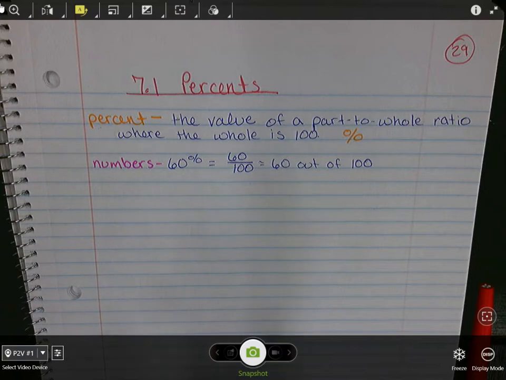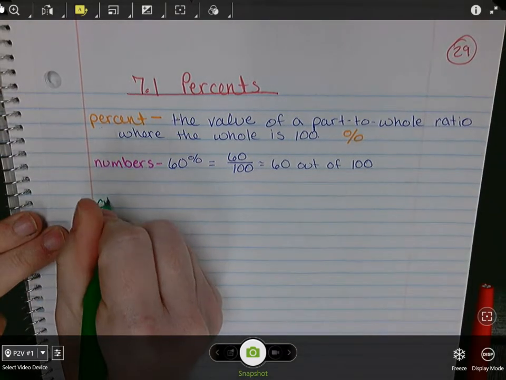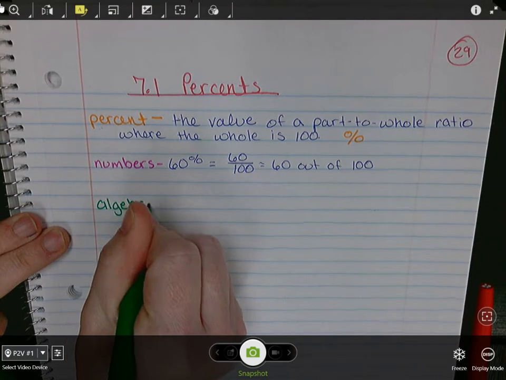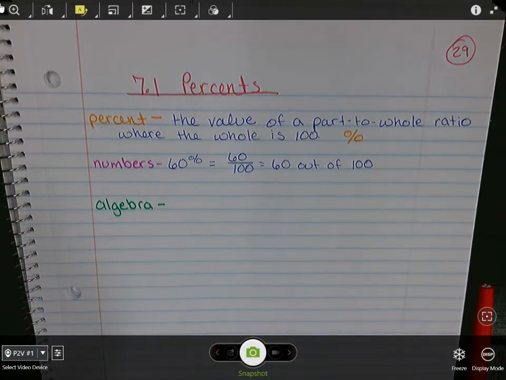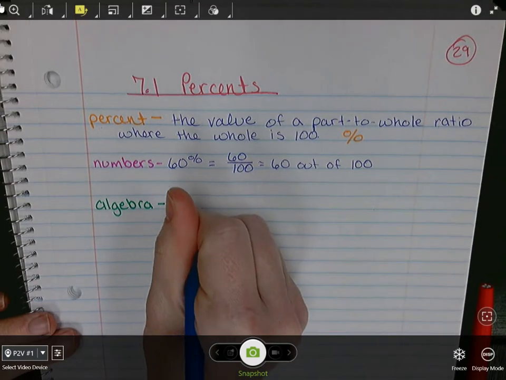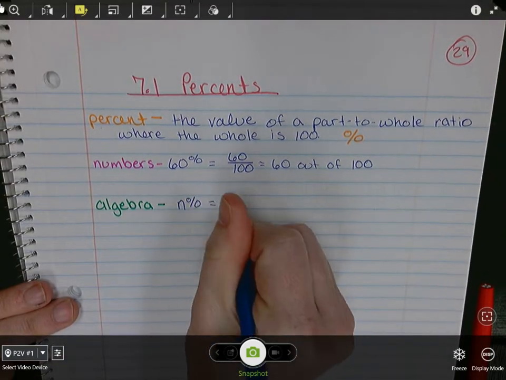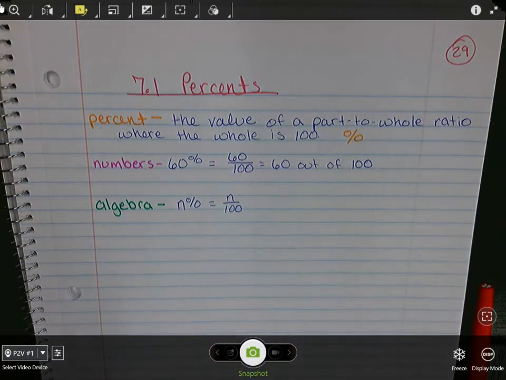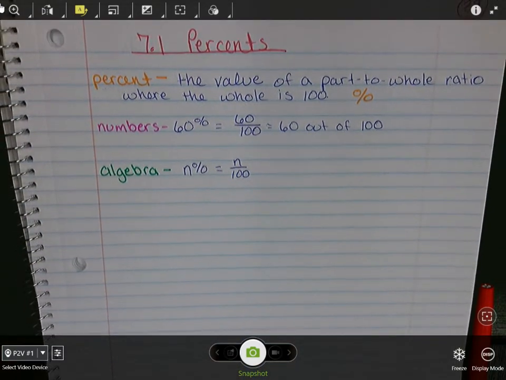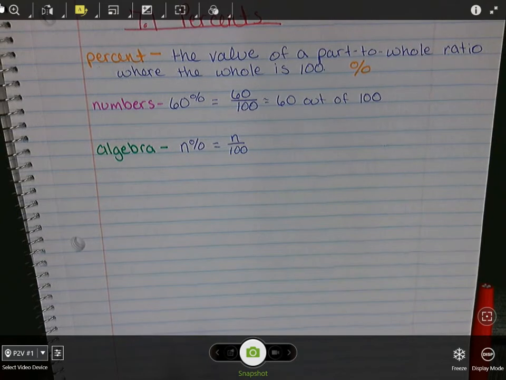All right, and in algebra terms, N%, N just represents an unknown number. You would change that to N over 100. Okay, all right, so let's do some examples.